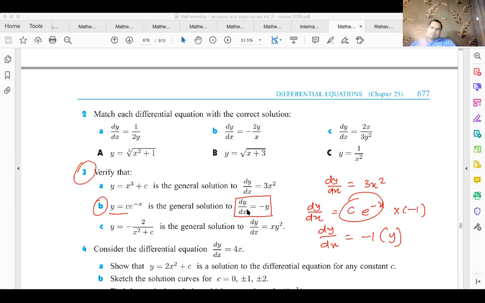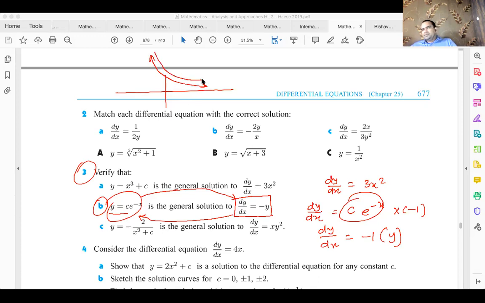Obviously, if you look backwards, this was what I differentiated to get this. So if I want to find the original function, this will be the solution. Now, what does the general solution mean? The derivative dy by dx is minus y, so let's say the graph of c e to the power negative x is going to be something like this. What does this c indicate? There is no fixed value here, so there will be general curves, not just one curve. It'll be a general solution.